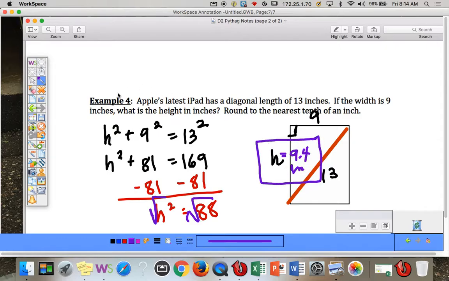Okay, so day 2 of Pythagorean theorem. Give it a try. We'll go over any questions in class.